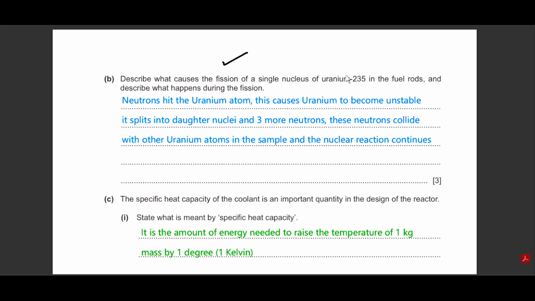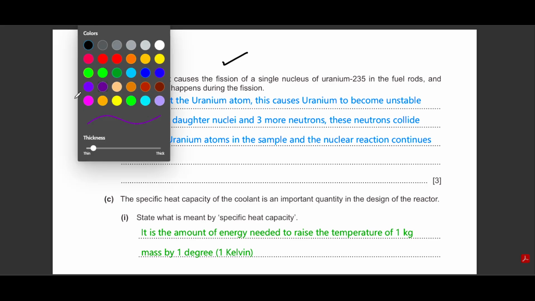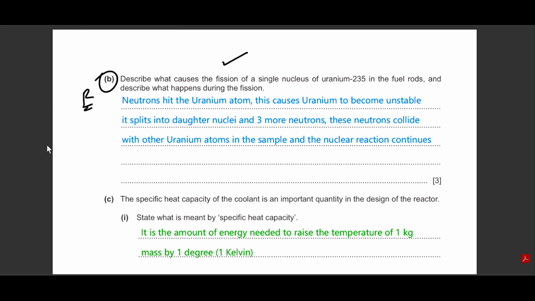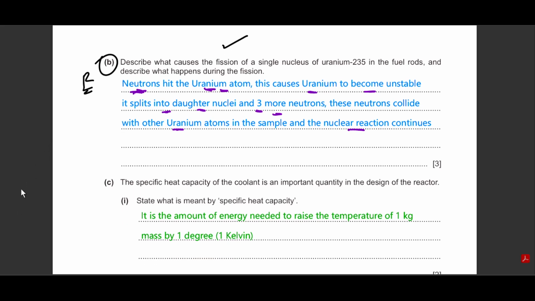Describe what happens to the fission reaction. Now, this is a very important question. It's repeated, and the question's marking scheme is an ideal specimen for making notes from it. So, describe the process, what happens. So, a neutron hits the uranium atom. This causes uranium to become unstable. Because the uranium is now unstable, it splits into daughter nuclei and releases 3 more neutrons. These 3 neutrons go on to collide with more uranium atoms within the sample, and the nuclear reaction continues. That is our answer, right? And this is a repeated question. Please keep this in mind.